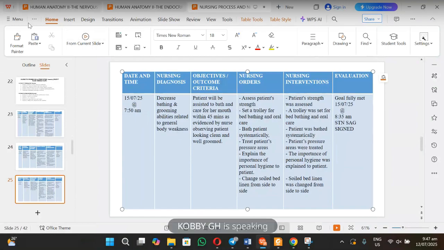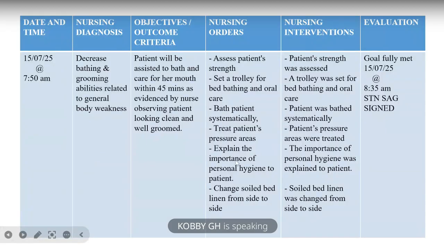Patient pressure areas were treated. Okay, good. The next thing is explain the importance of personal hygiene to patients. The importance of personal hygiene was explained to patients in the past. Change soiled bed linen from side to side.